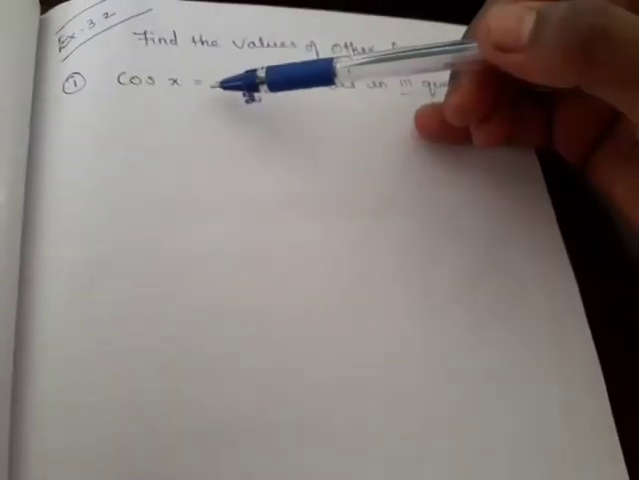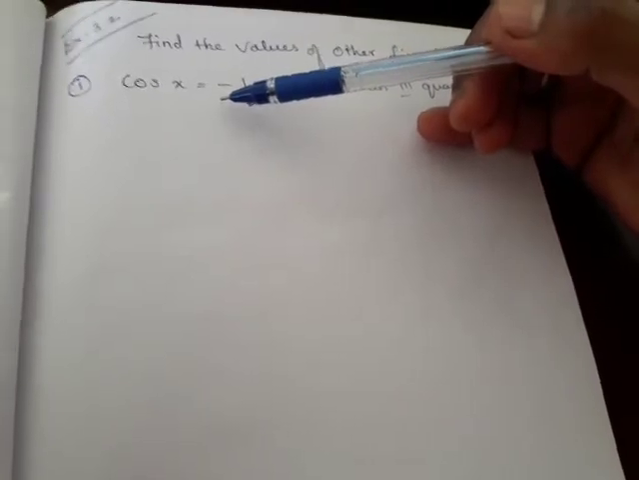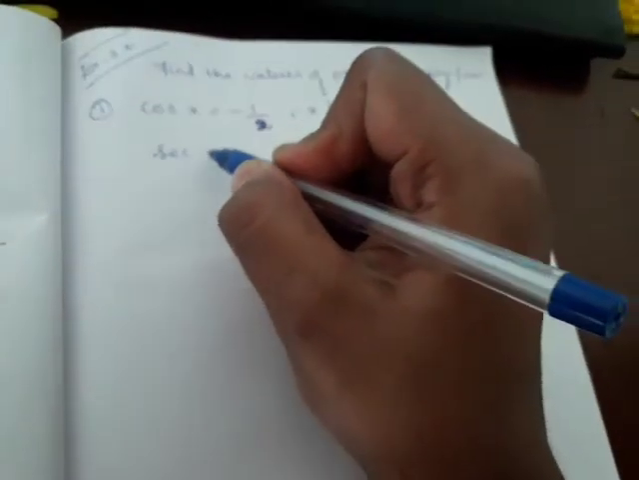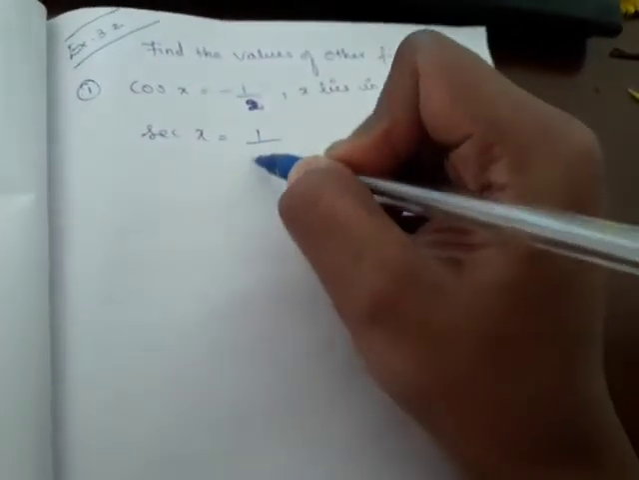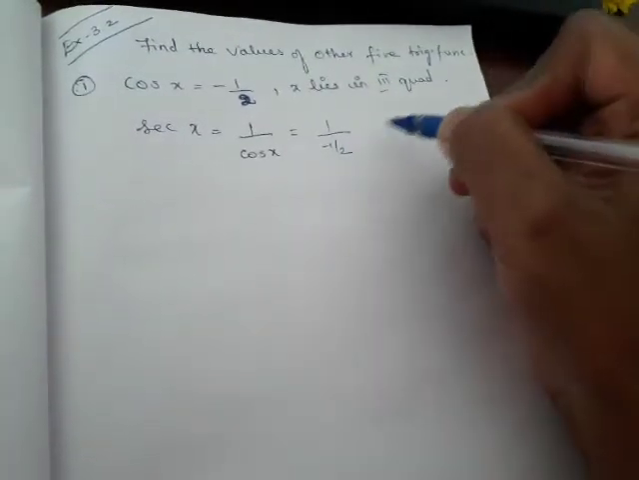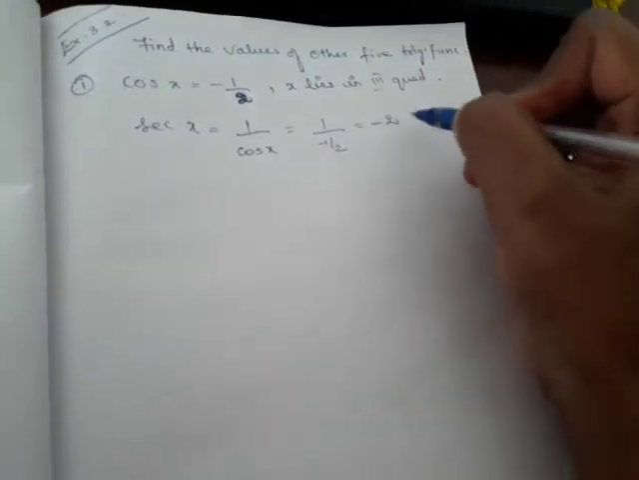So first, when you know cos, immediately we can find secant, because secant is the reciprocal of cos, right? So secant x will be 1 by cos x, which is equal to 1 by -1 by 2, so it will become -2. So secant x is -2.